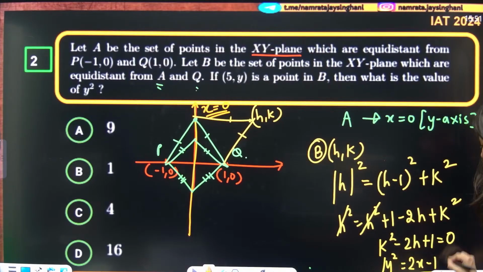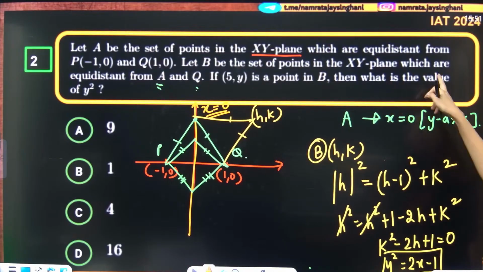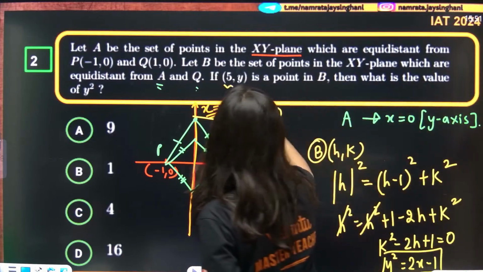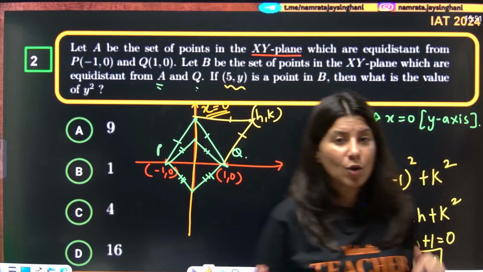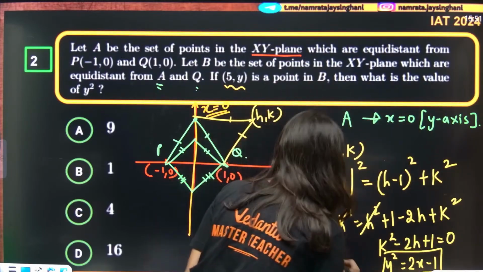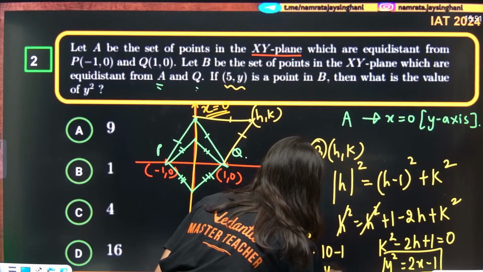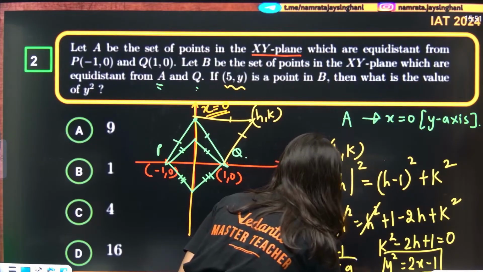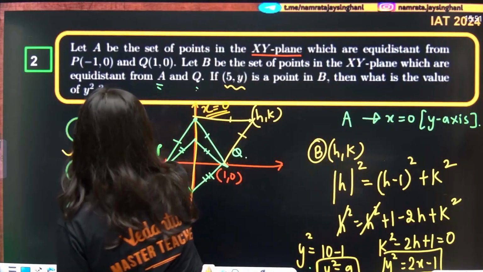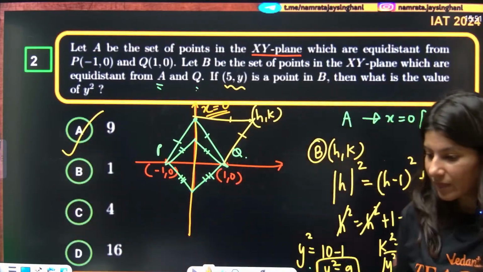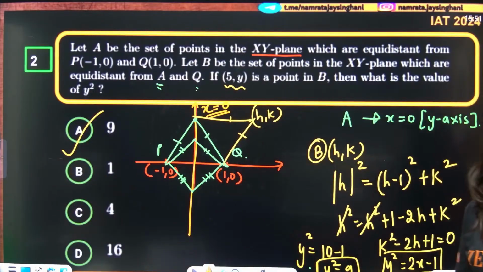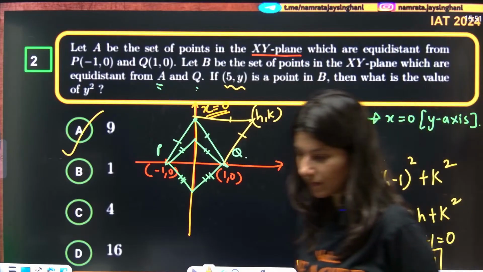This is a parabola. Okay, now if (5, y) is a point in B, put x equal to 5. So y square is equal to 5 twos are 10 minus 1. So y square is going to be 9. Okay, then the value of y square is option A, 9. Everybody getting it? Yes. Second question.